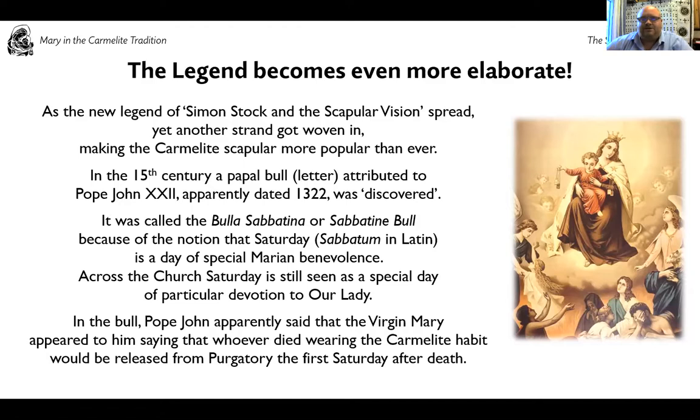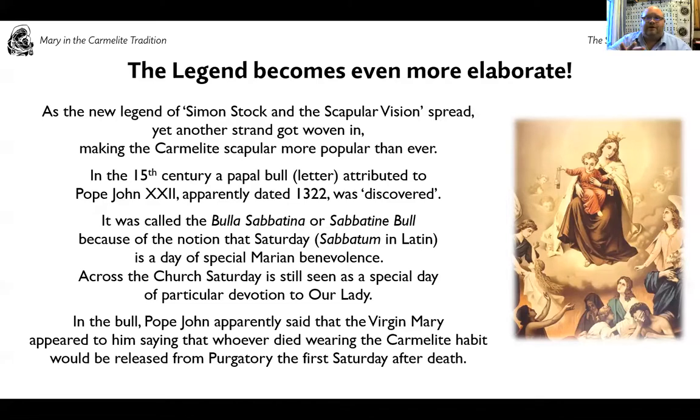or Sabbatine Bull, because it takes that name from the Latin for Saturday, sabbatum in Latin, which is already widely known by this stage as a day of special Marian benevolence. Many devotions to Mary take place in the church on a Saturday. And in this alleged letter, bull of Pope John, it says that the Virgin Mary appeared to him, saying that whoever wore the Carmelite habit would be released from purgatory the first Saturday after death.